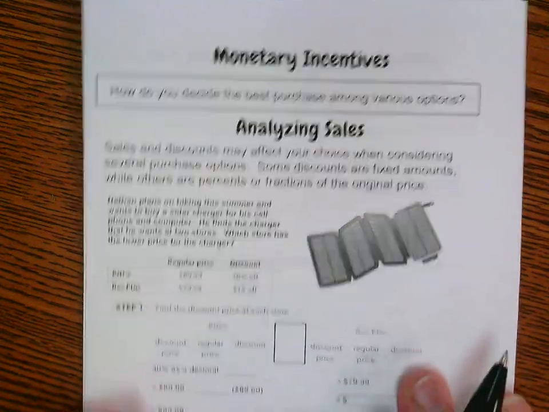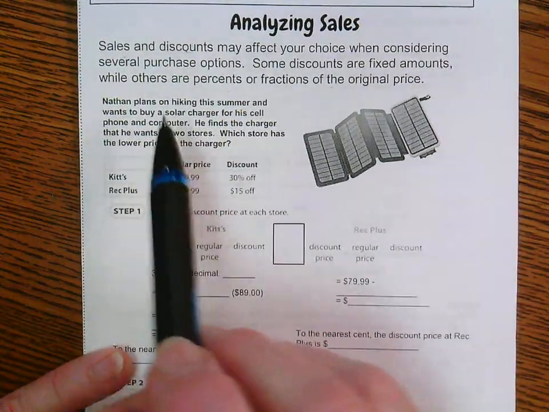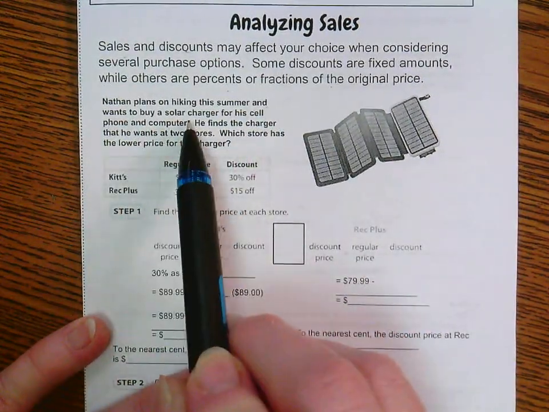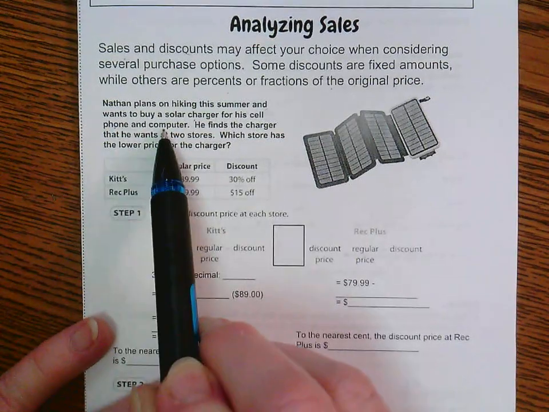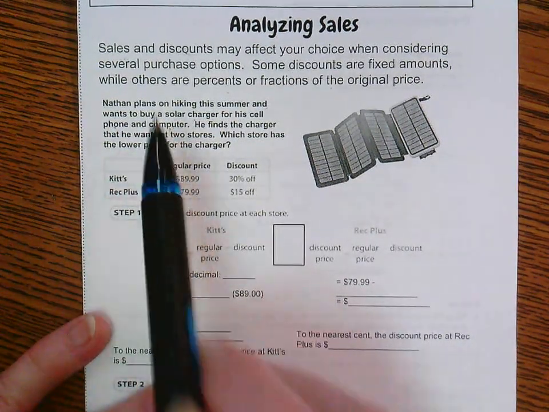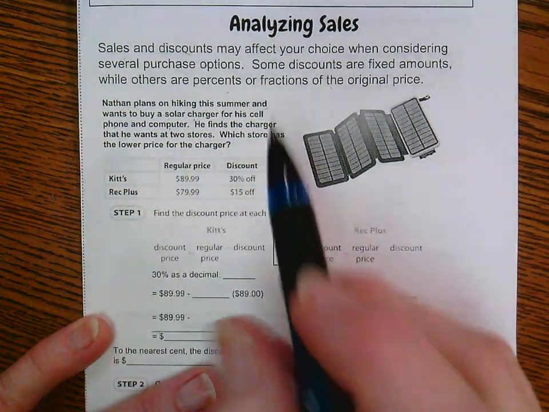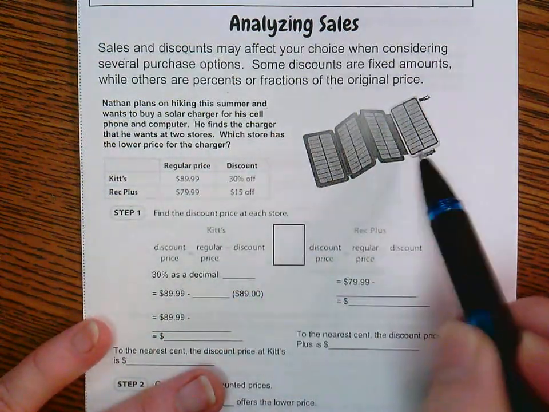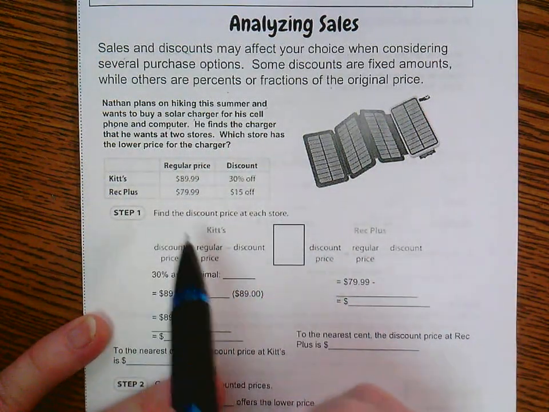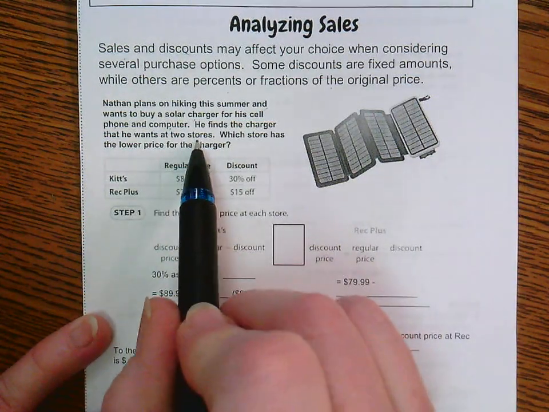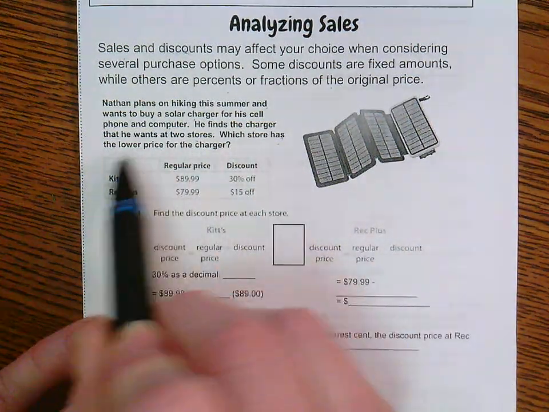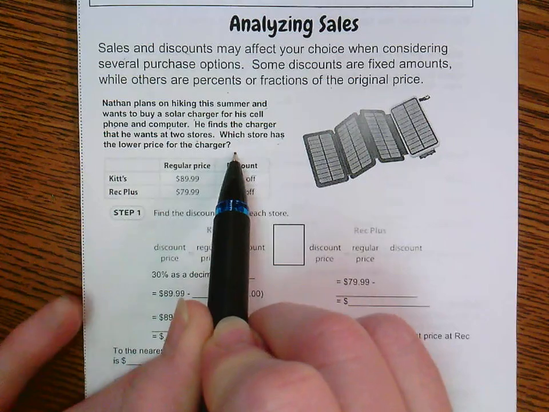So, let's look at this example. Nathan plans on hiking this summer and wants to buy a solar charger for his cell phone and computer, because we know we are not going to go without those. He finds this charger, a nice little fold out solar charger, at two stores. So, which store has the lower price for this charger?